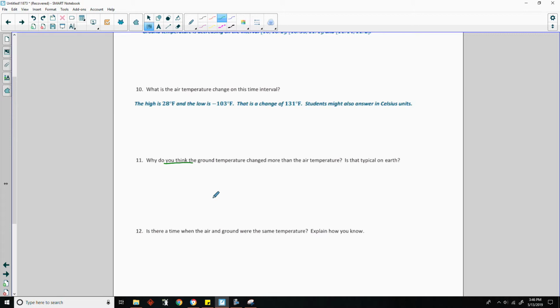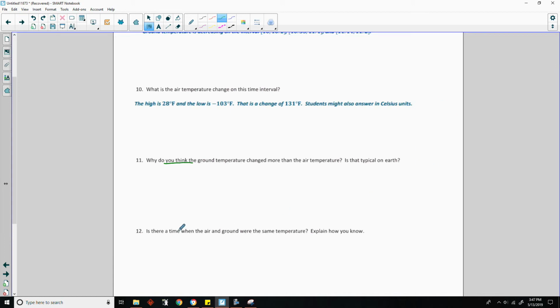Atmosphere, what the ground is made of, what it consists of, what kind of elements make up the dirt or the soil or whatever you want to call it. And that is not typical on Earth. Usually the ground is a more consistent temperature, where temperature in the air can change more drastically than the ground.